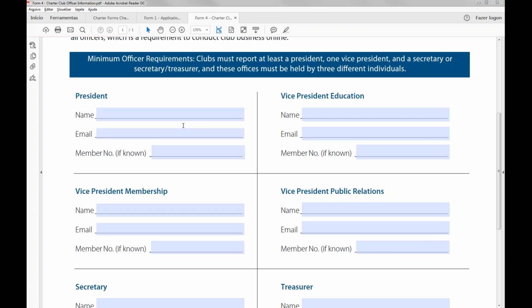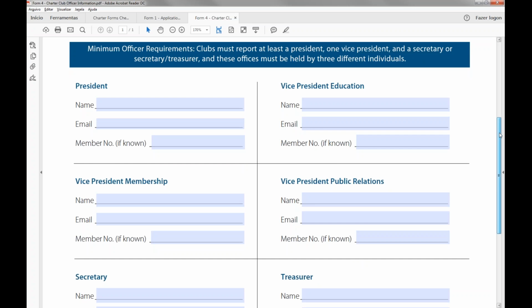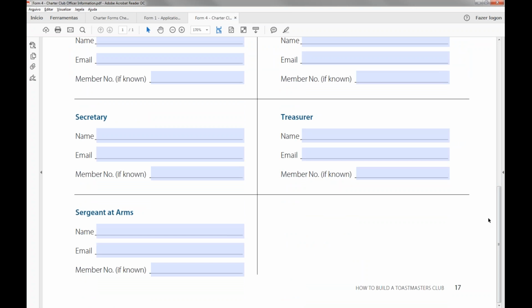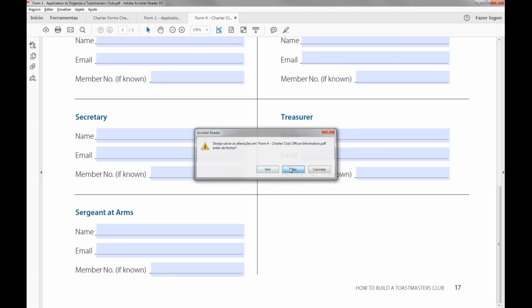So basically what they do is provide their name and email address. If they already are a Toastmasters member, their member number, and you don't need any additional information here. There is no need to sign because they already have their application form to sign. So this is another form that we need to use.